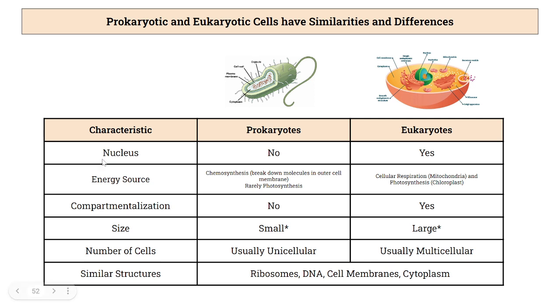nucleus. Energy source. Prokaryotes have a couple. Mostly they do chemosynthesis, which is they break down energy-rich molecules in their outer membrane. And sometimes they can do photosynthesis. This is more rare. Typically, it's going to be chemosynthesis. In eukaryotes, there are two different types, depending if you're an animal or a plant. Animals will do cellular respiration, so they break down glucose in order to generate energy. Plants do both photosynthesis and cellular respiration.